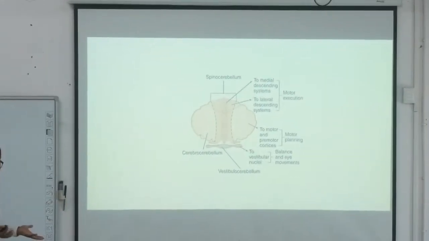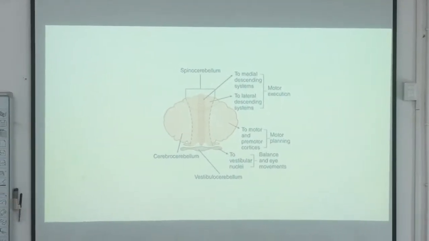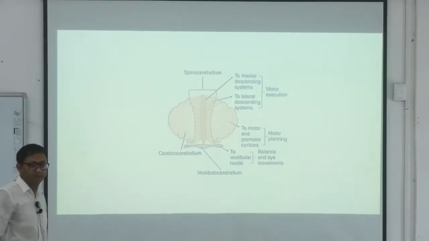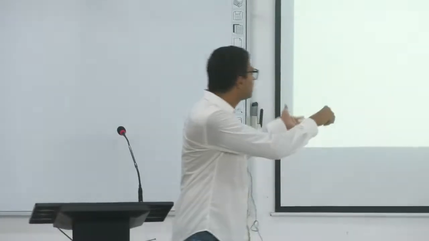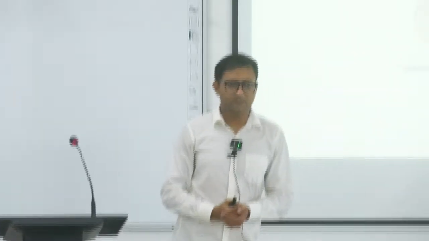Okay, now vestibular cerebellum. The name suggests it will go to vestibular nuclei, and the function is balance and eye movement. So this is why once the vestibular cerebellum is damaged there is ataxia, right?